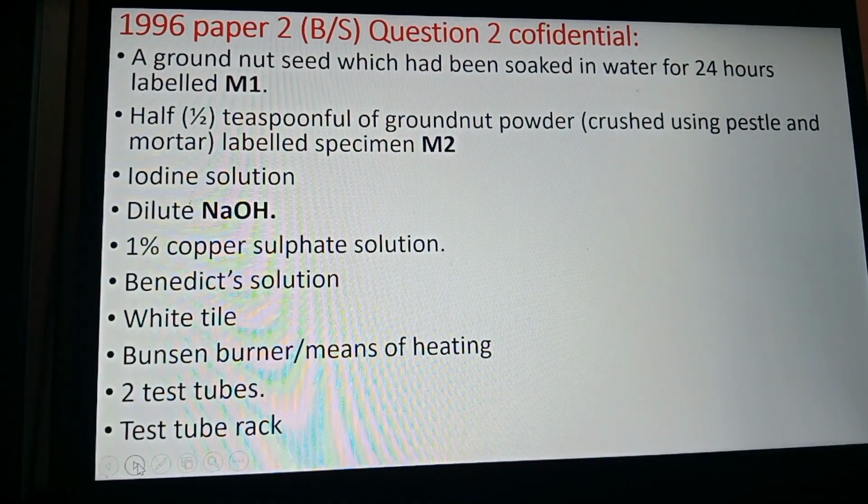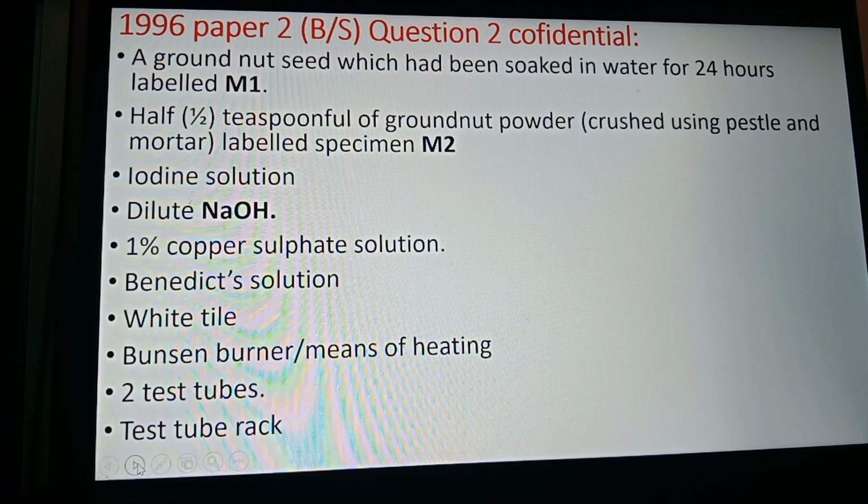Let's now go to the combinations of question 2, because we are through with question 1. In question 2, you are needed to have a groundnut seed which had been soaked in water for 24 hours, and it was labeled M1. Then you had to have a half teaspoonful of groundnut powder crushed using pestle and mortar, labeled specimen M2. Remember, you are the one to crush in the laboratory. You have also iodine solution.